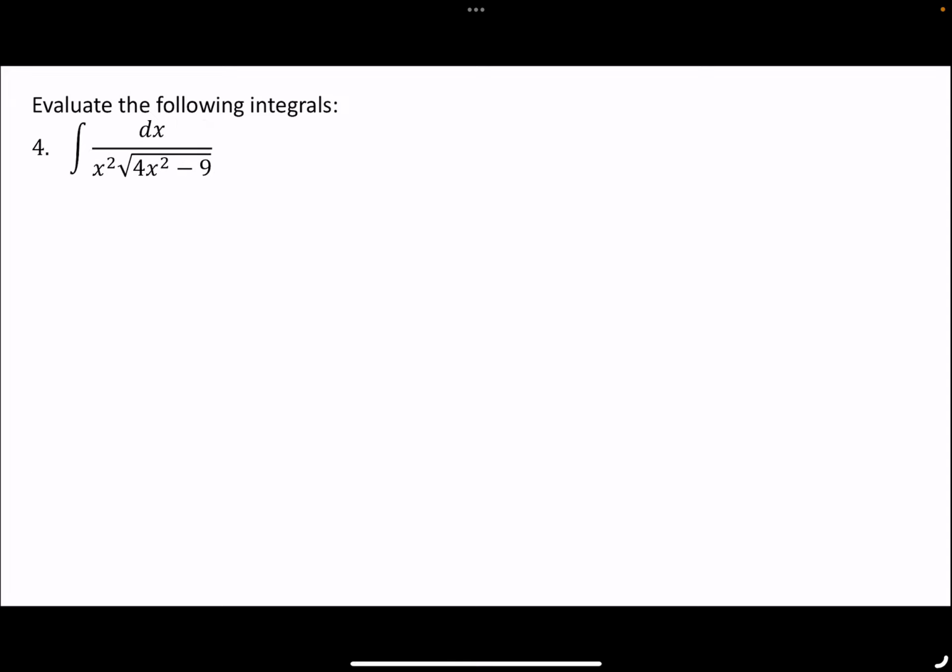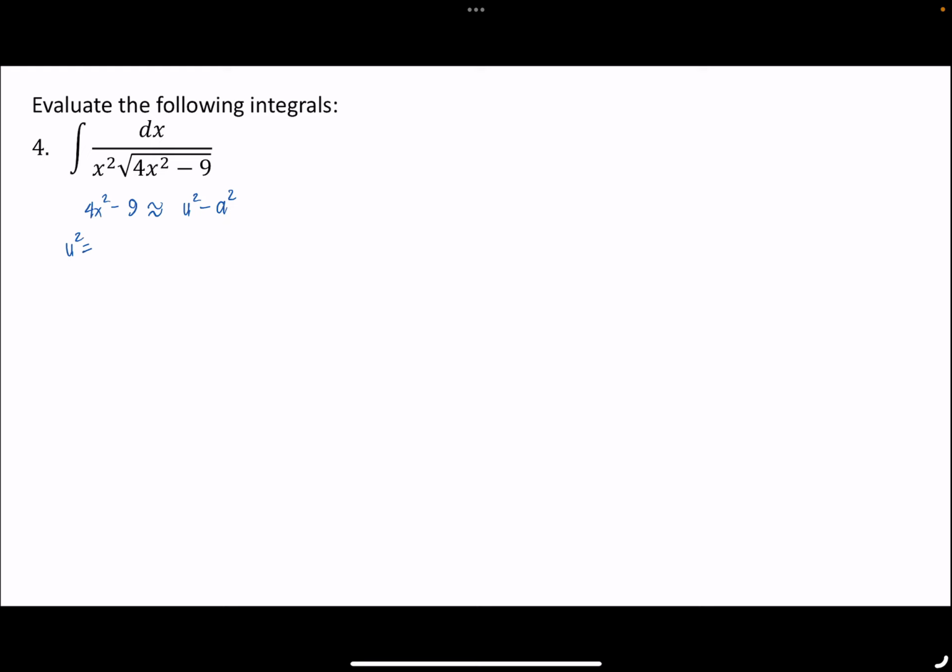Let's have our next problem. The integral of dx over x squared times the square root of 4x squared minus 9. So we have the radical 4x squared minus 9, and this resembles a u squared minus a squared.